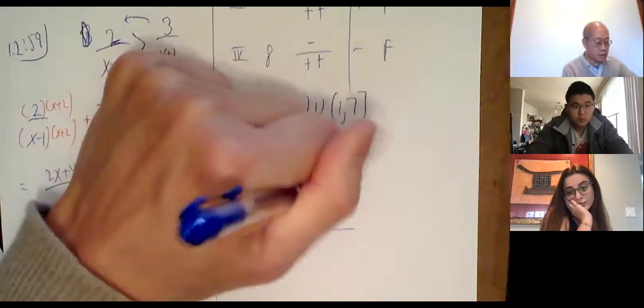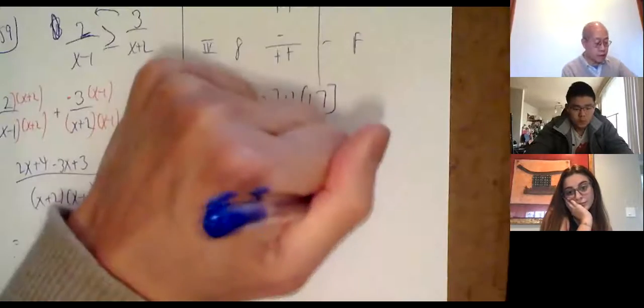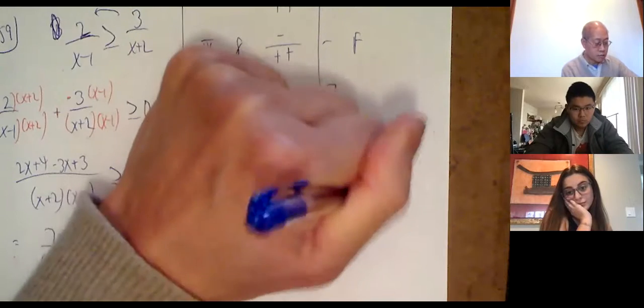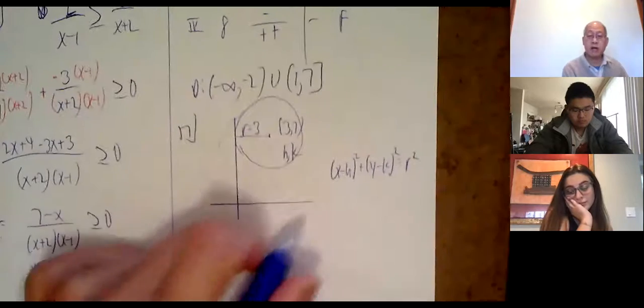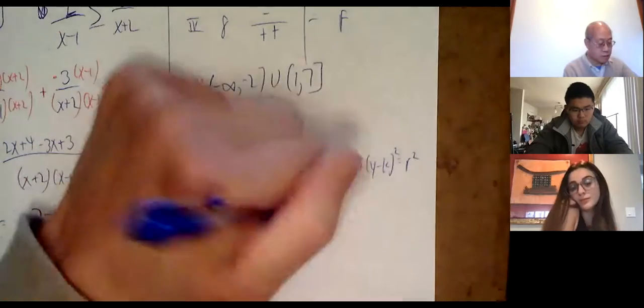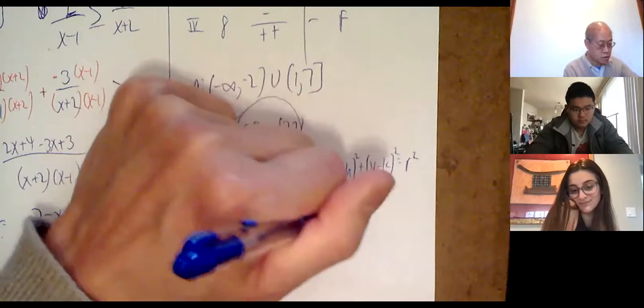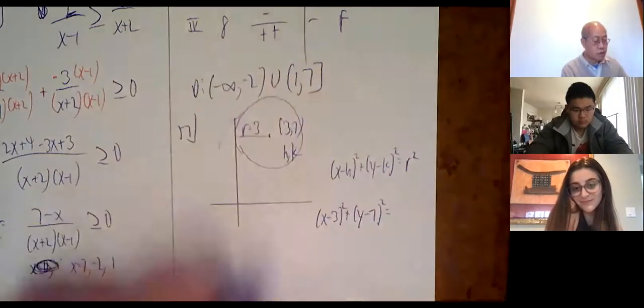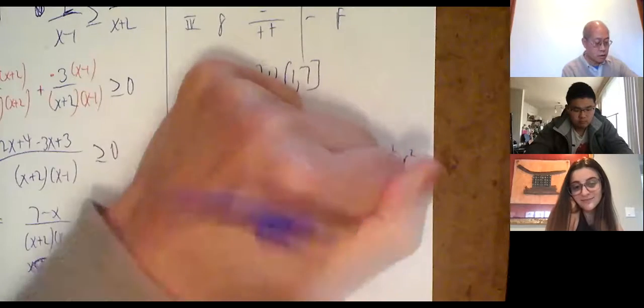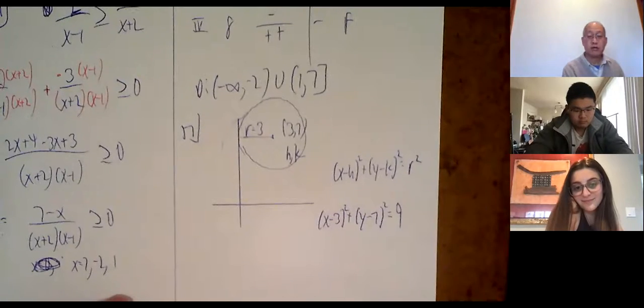So this is my (h, k). Throw it into the formula: (x minus h) squared plus (y minus k) squared is equal to the radius squared. So that's going to be (x minus 3) squared plus (y minus 7) squared equals 3 squared, which is 9.